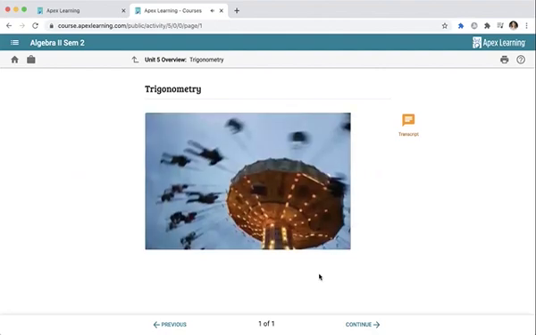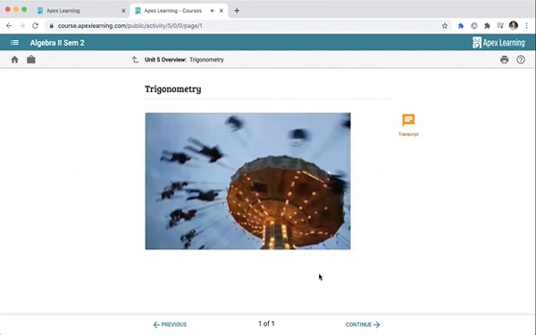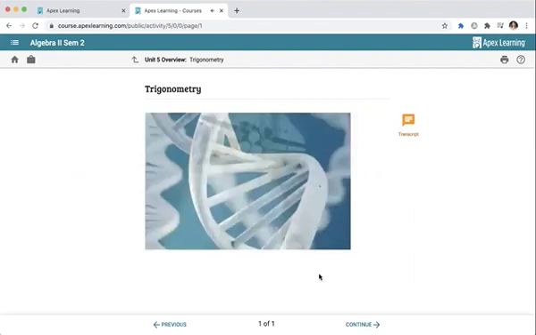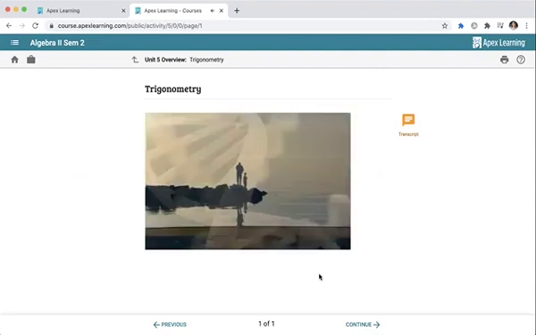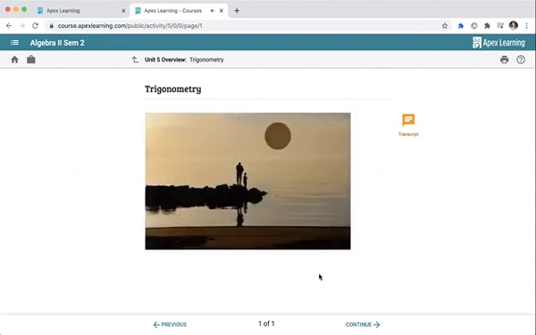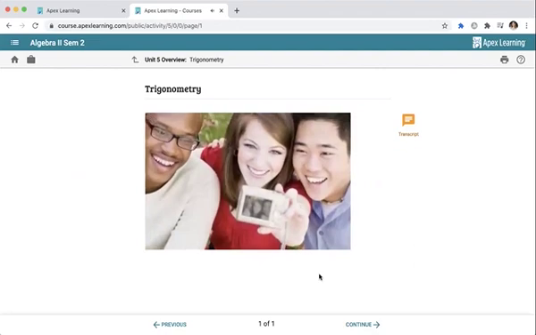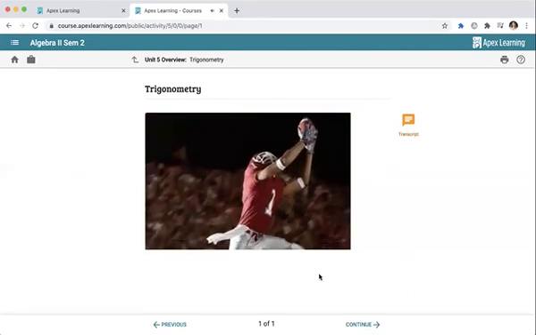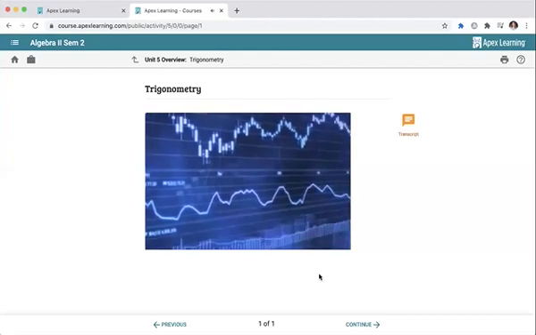Circles and right triangles seem to be very different. So how can the relationship between them help send a person into space, model the shape of your DNA, or tell you the best time to go fishing? Trigonometry lets you take digital photographs, watch a high-definition video of your favorite team, and even predict the stock market.